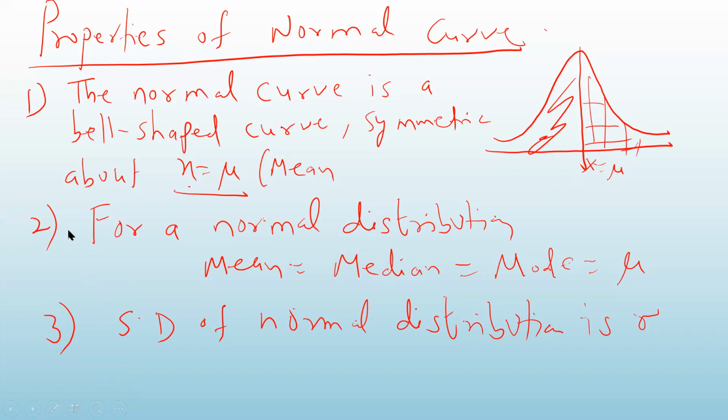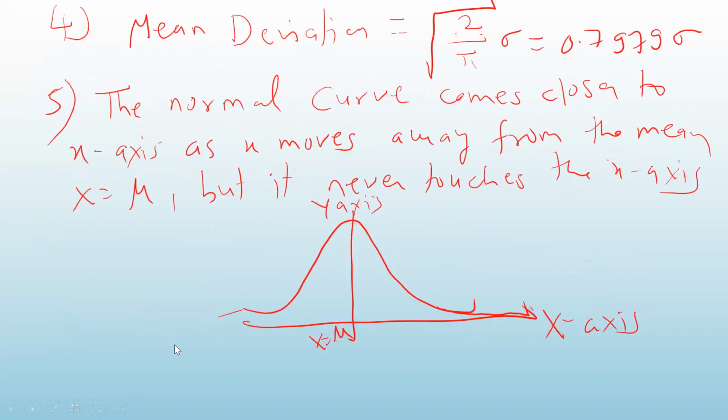The second property is that for a normal distribution, mean, median and mode are all equal. Standard deviation is denoted by sigma, as you know, and mean deviation is given by square root of 2 upon pi into sigma. This is not a very important property, so I have just given it here, but we are not going to use it much.